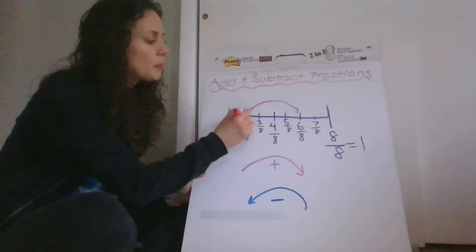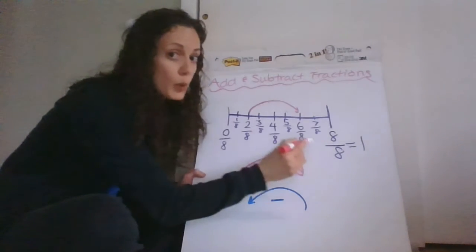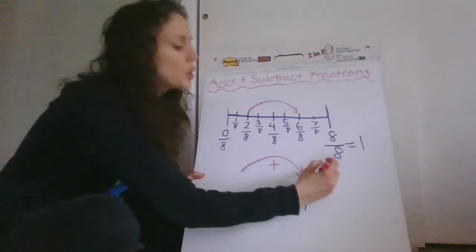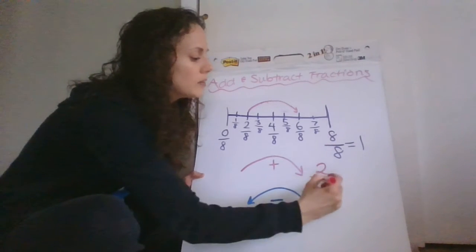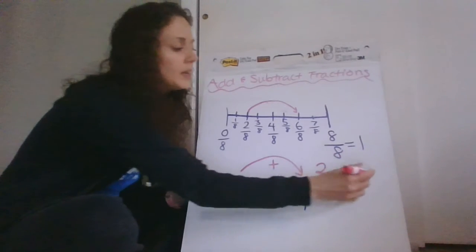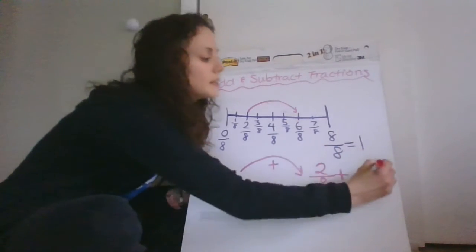Okay, so again, my arrow is going forward. The numbers are getting larger. So this shows that I start at 2/8. I add a certain amount to it, and I end up at 6/8.